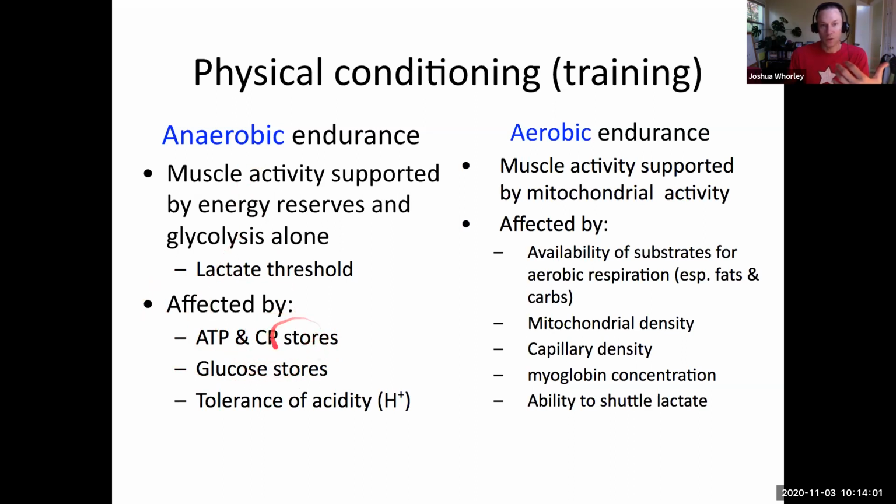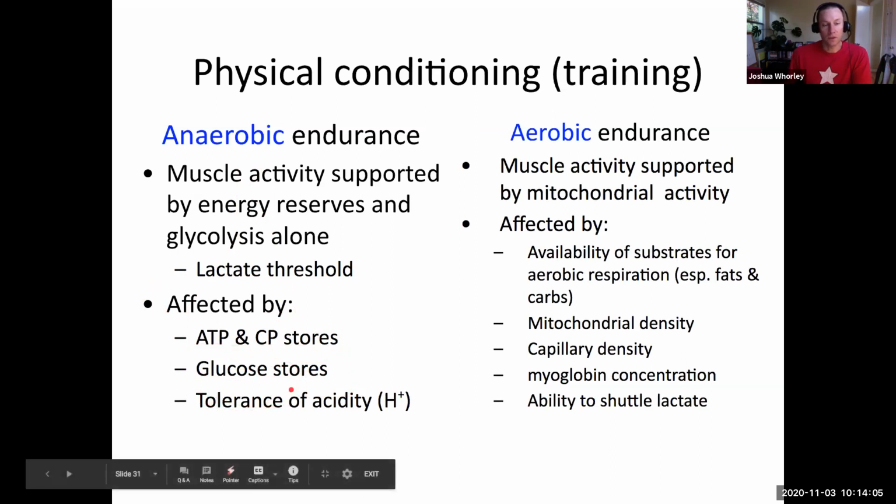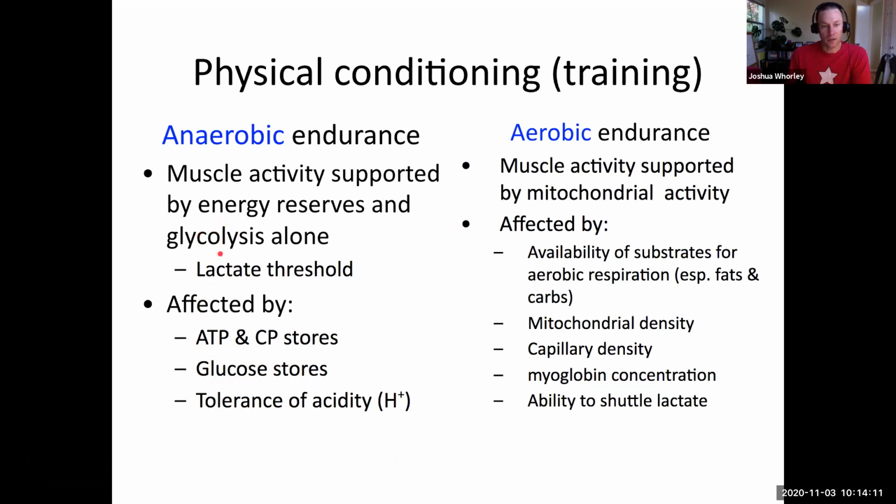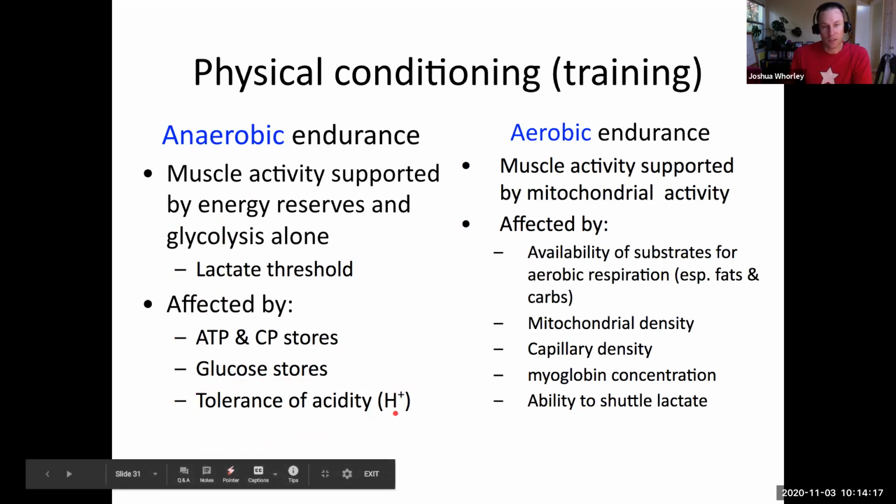Because these are stored products. You're not doing anything really to use them. Increasing your glucose stores will affect it, because this gives you more substrate to do glycolysis on, right? Other things that happen are you increase your tolerance to acidity, primarily by increasing the number of hydrogen ion export pumps. So you increase your tolerance to that acidity.